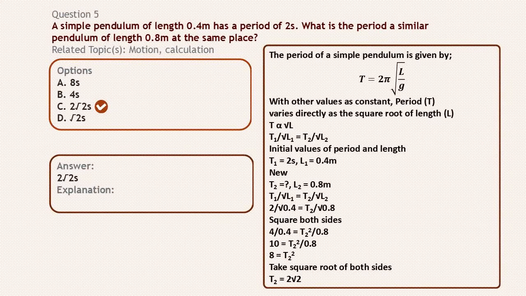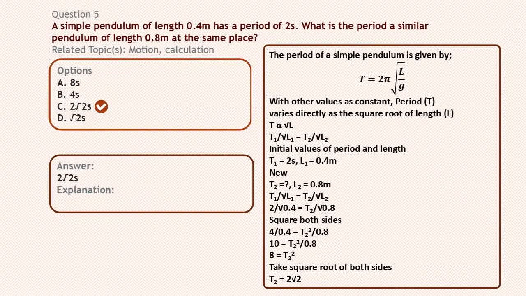Alright, so you are now to find the new period. That is, what is the period, that will be T2, if the length is now 0.8 meter. So you just substitute this into the equation. You have 2 over root 0.4 is equal to T2 over root 0.8.